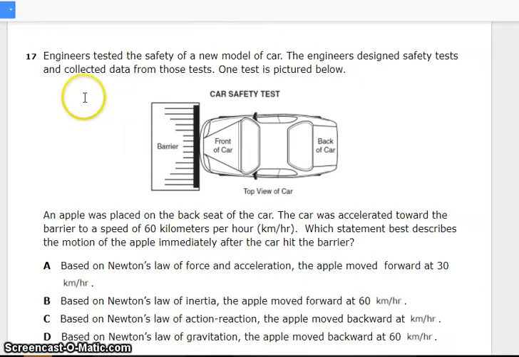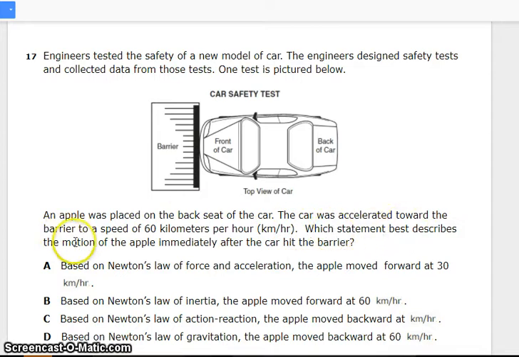Number 17. Engineers tested the safety of a new model of car. The engineers designed safety tests and collected data from those tests. One test is pictured below. Car safety test: you have a barrier, front of the car, back of the car, top view of the car. An apple was placed in the back seat of the car. The car was accelerated towards the barrier to a speed of 60 kilometers per hour.